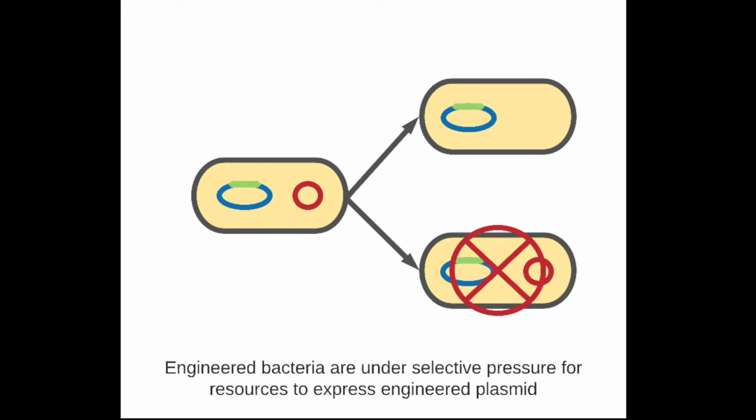The bacteria that do not express the engineered plasmid don't need as much nutrients and therefore are more efficient at dividing given the available resources. So this puts the organisms with the engineered plasmid under selective pressure and will be outcompeted.